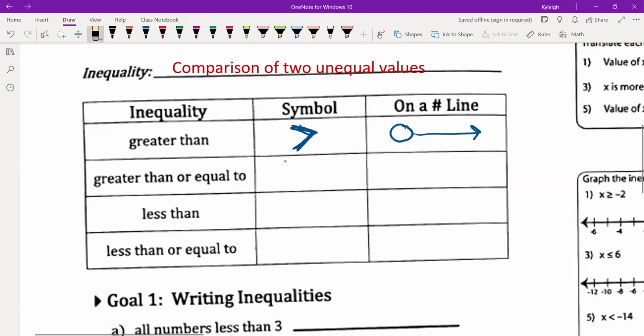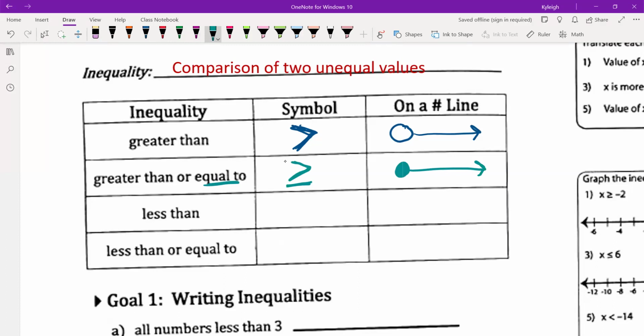If it's greater than or equal to, that's really similar. So it's the greater than symbol. But because it can be equal to, it's got a line underneath. And again, because it can be equal to, that means it can be that value on the number line. So it's a closed circle, still going to the right.